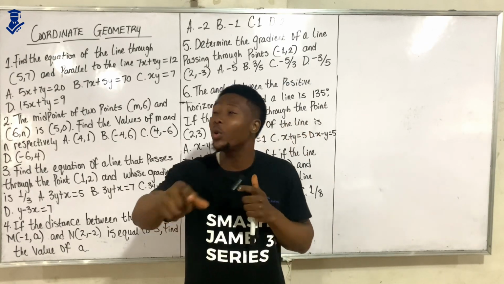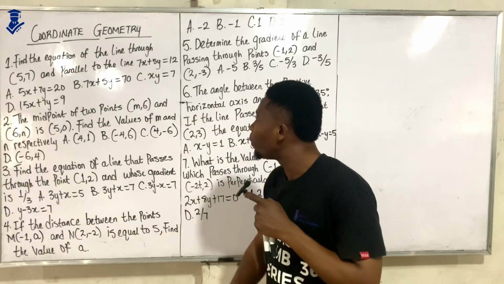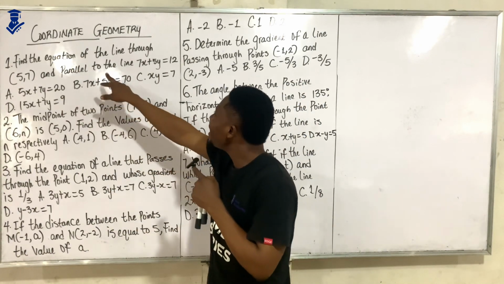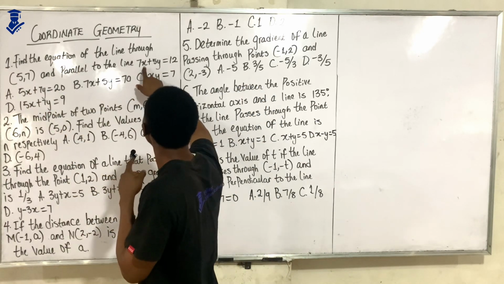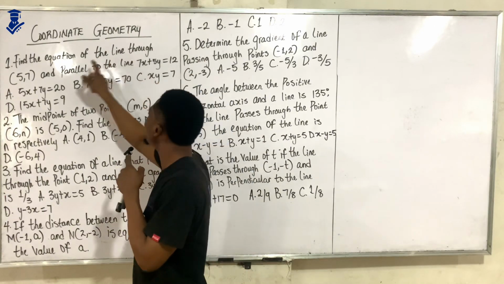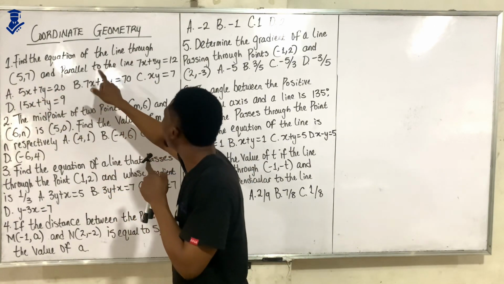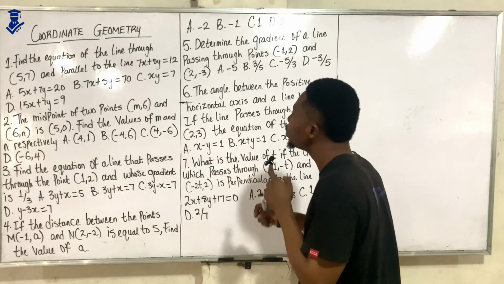Series, and today we're going to be covering coordinate geometry in JAMB mathematics. Now, the first question says, find the equation of the line through (5,7) and parallel to the line 7x plus 5y is equal to 12.